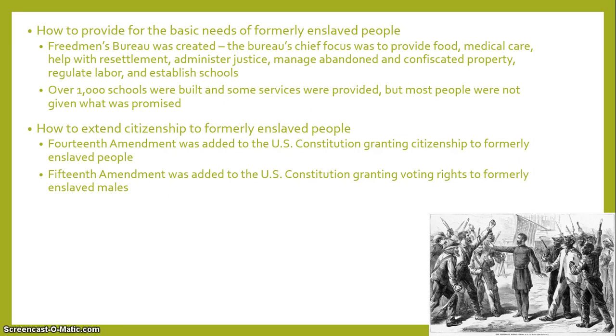Now, how did they extend citizenship to these former slaves? The 14th Amendment guaranteed citizenship to these former slaves, and the 15th Amendment gave them voting rights. But the South constantly was trying to create a way around these two amendments, to fix it so that these people could not get their rights. They tried to go around the system by creating some very sneaky laws, which we'll talk about a little bit later.